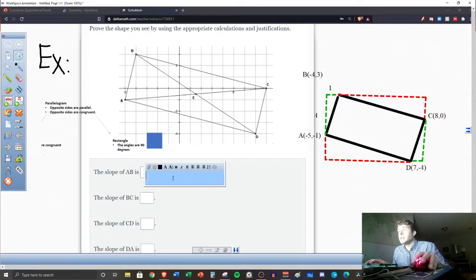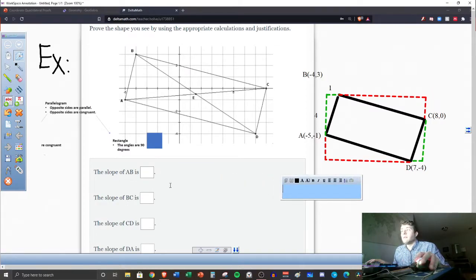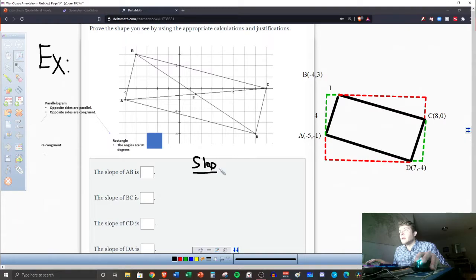So inside of here, what I'd like you actually to do is, you can do something like this. You write slope, and then go ahead and put AB, and that's equal to rise over run, so it's 4 over 1. So there's our slope for that first one.